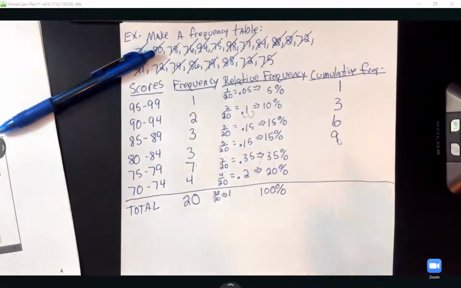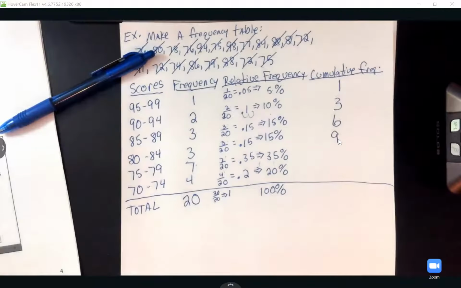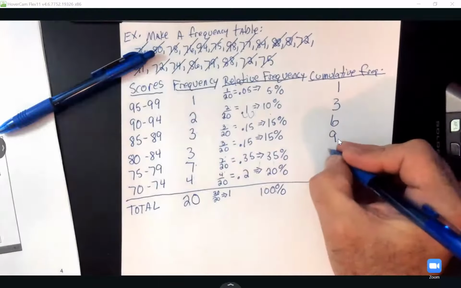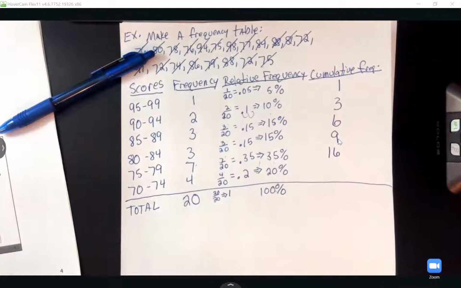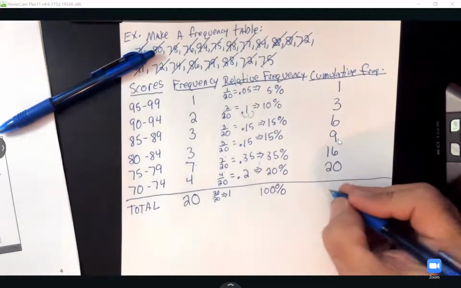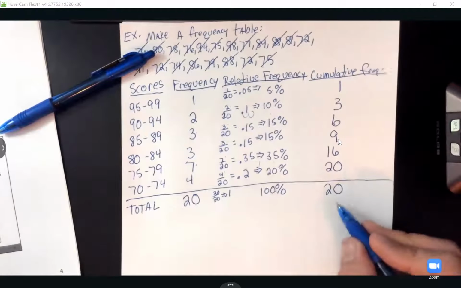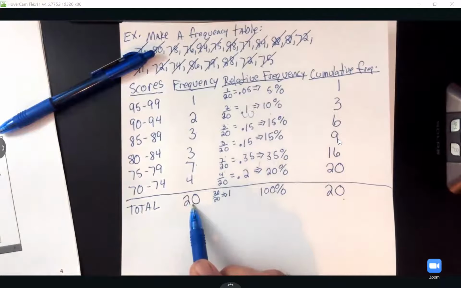So what I do is I take the next one and add the 9 because I know that's all the prior ones. So for the 75 to 79, we're going to get 16. So y'all finish me out. You got one more to go. 20. 20. Now check this out. This final cumulative frequency of 20 better equal your 20 that was your frequency over here.